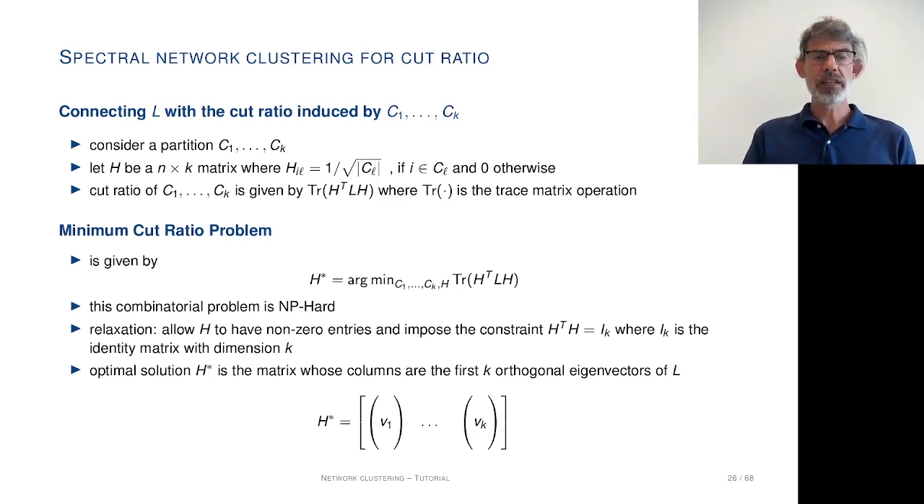So in that case, the optimal solution H star to this relaxed version of the problem is a matrix whose columns are the first k orthogonal eigenvectors of L. So I'm going to take the eigenvectors of the Laplacian and stack them one by the other as shown here in the figure, and the first k eigenvectors of L will give the optimal solution to this problem, H star. Great.